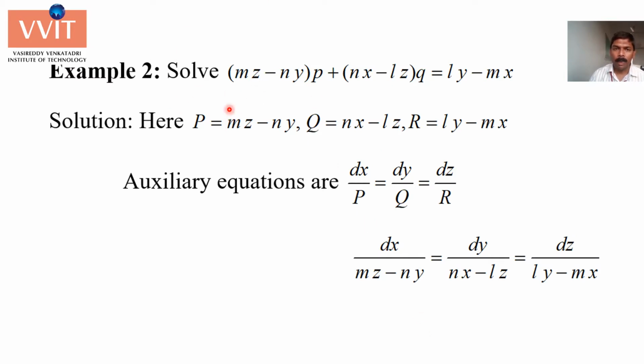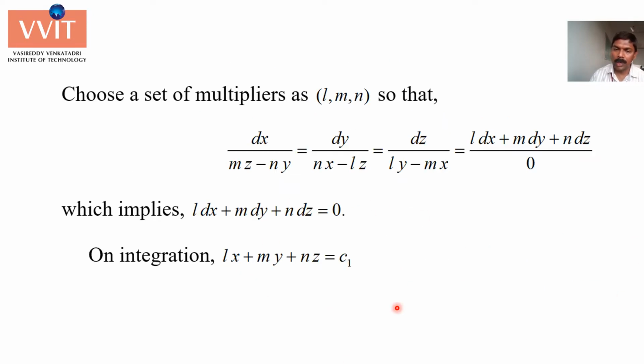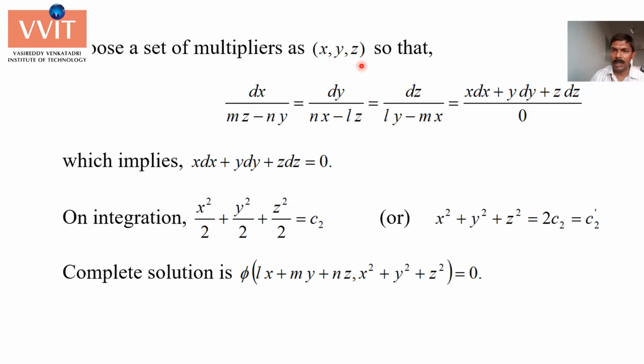Again, next problem: writing PQR values, auxiliary equations, first member, second member, third member. Clearly grouping method is not suitable, so we have to go with multipliers and search for the multipliers. In this problem, one set of multipliers is LMN. With that, we get the first part of the solution, Lx plus My plus Nz equal to C1. The other set is XYZ. With this set of multipliers, this is the second part we get. Finally, we write the complete solution as phi of first part, comma, second part equal to 0.